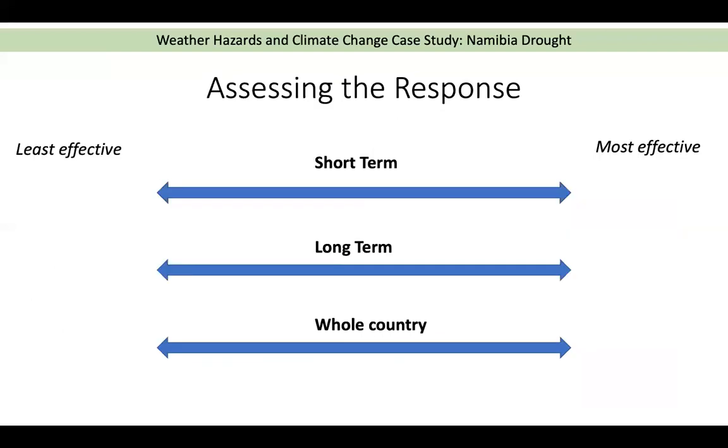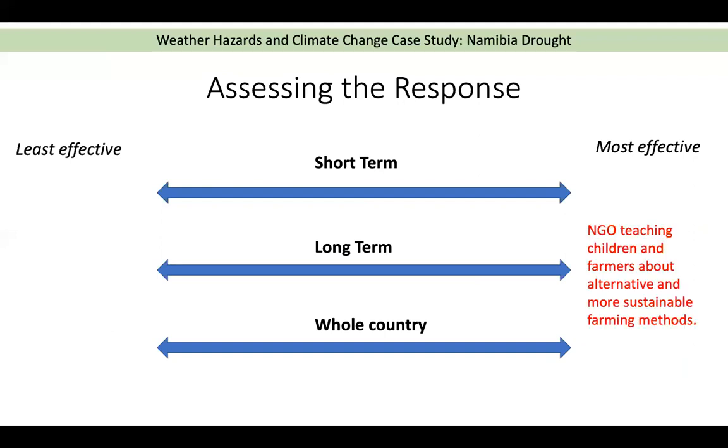Okay, so thinking about those responses, I want you to draw out this diagram, thinking about what was the most effective short term and the least effective short term, the same for long term, and then also thinking about the scale. How does this impact and help the country as a whole, or how would it only impact small local areas within the country? Okay, so I want you to draw that diagram out.